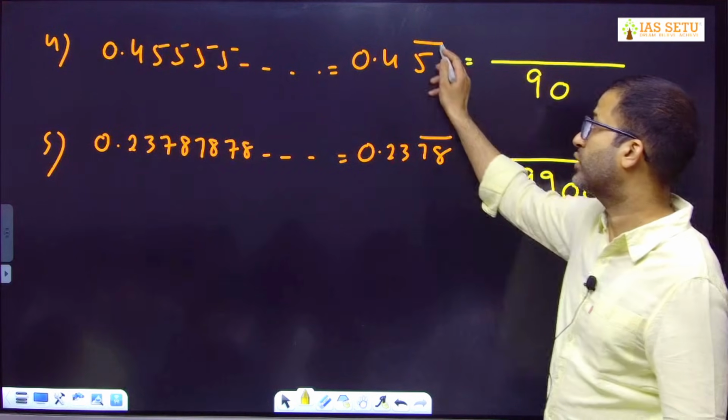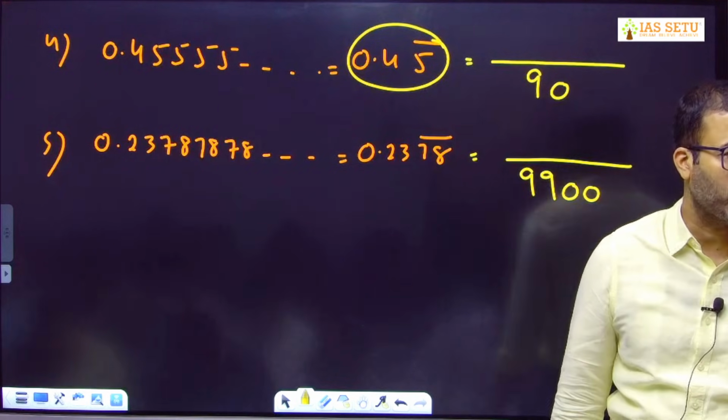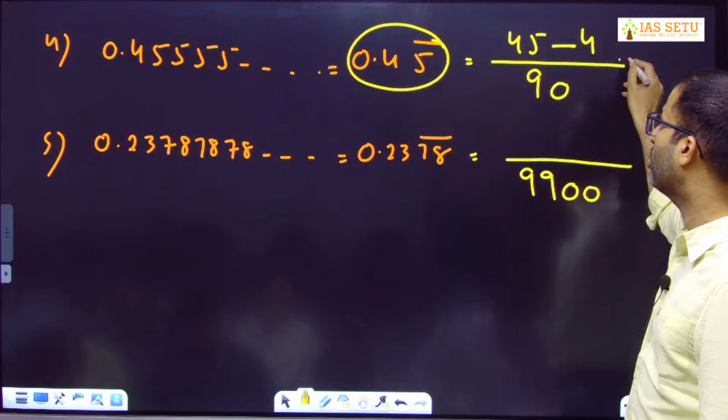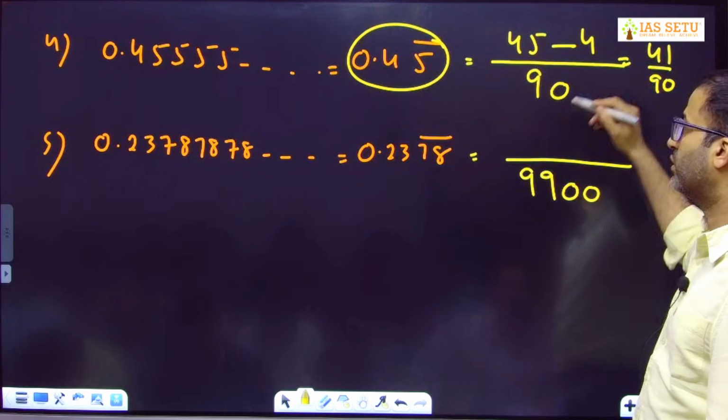Numerator is total number minus non-recurring part. Total number 45. What is non-recurring? 4. Their answer is 41 upon 90.